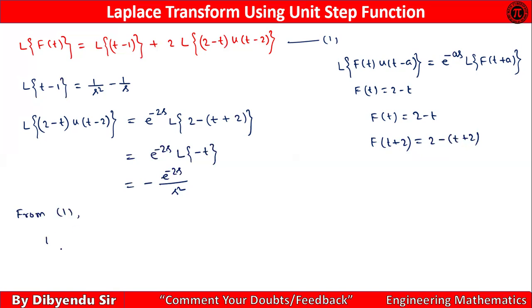Okay, so from 1 you are getting Laplace of f of t equal to 1 by s square minus 1 by s minus, actually here you have 2, so minus 2 e to the power minus 2s divided by s square. This is the final answer. Sorry, this will be 1 by s. So 1 by s square minus 1 by s minus 2 e to the power minus 2s divided by s square. Clear? Let's solve another problem of unit step function.